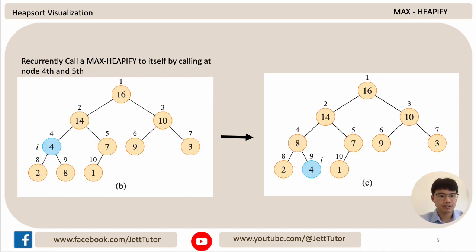After that, from figure B, we will check the index 4 and its left and right child. Its value is 4 and the left child's value is 2, so it's okay. The right child value is 8. So the right child value is greater than the value itself, so we swap it, and then the result will be in figure C. Then this is the max heapify function.